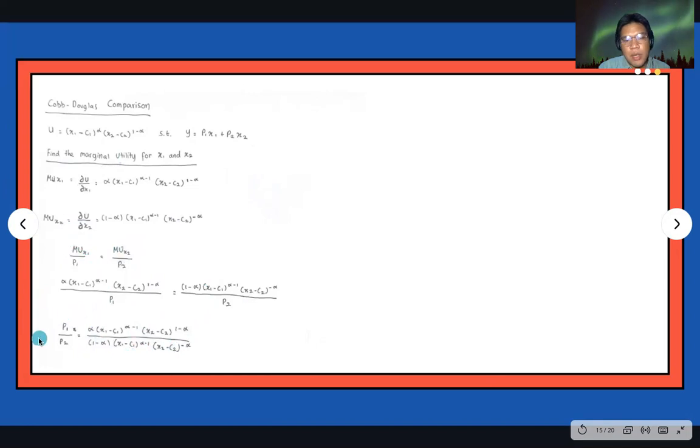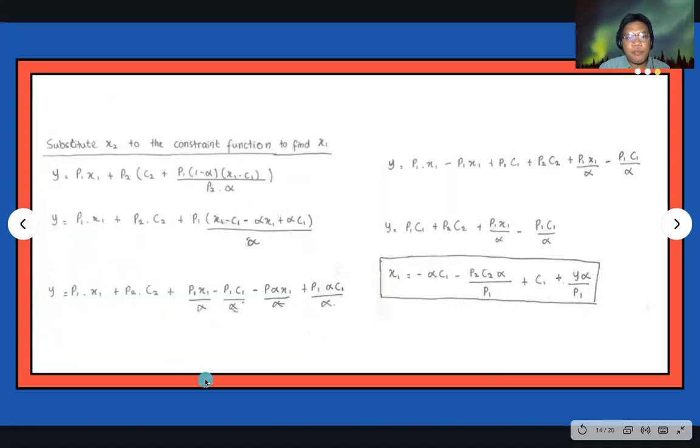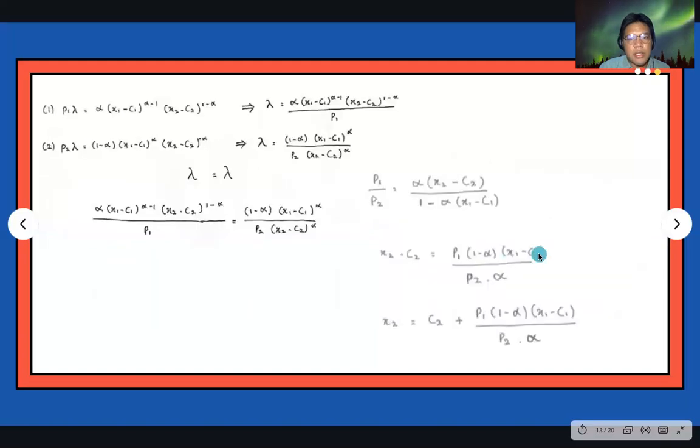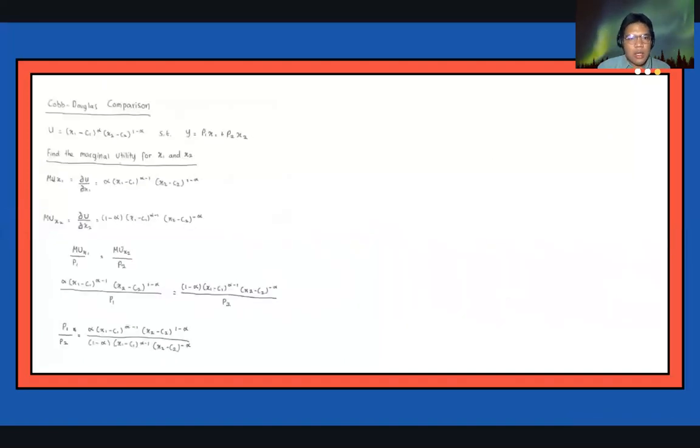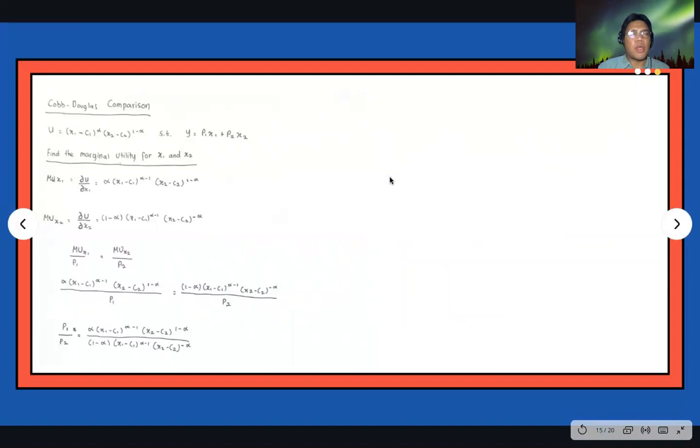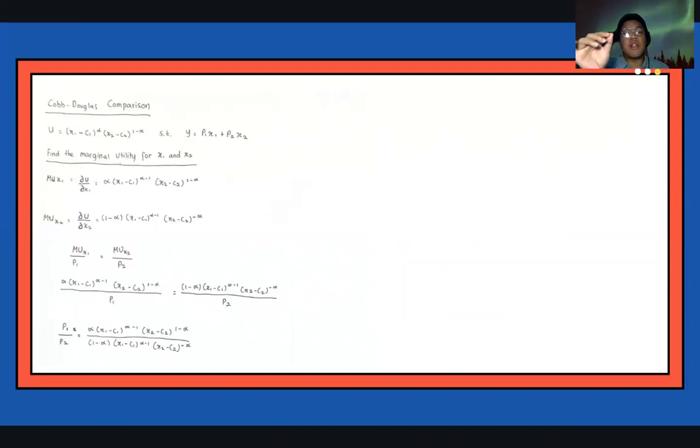It is the same as the end product of comparing lambda in the Lagrange function. So at the end of the day, to determine the constrained optimization, we can use either Cobb-Douglas or the Lagrange function. So yeah, that is the solution for question number 2. Let's move on to question number 3.